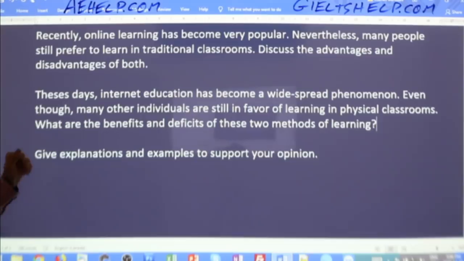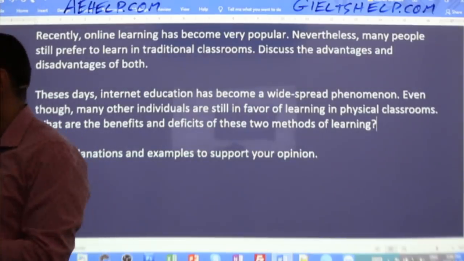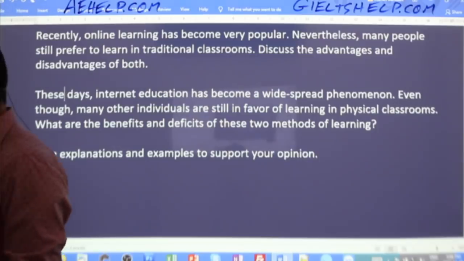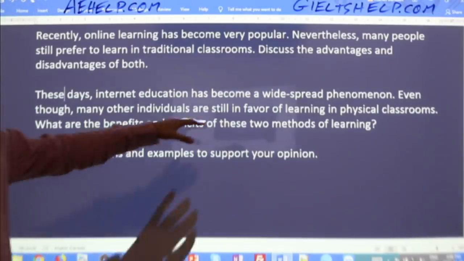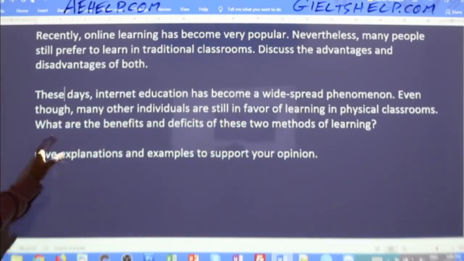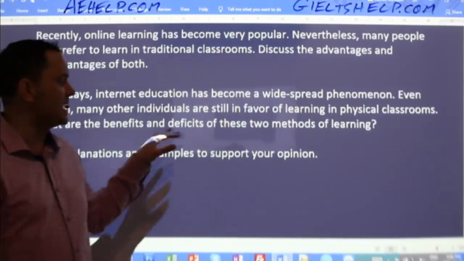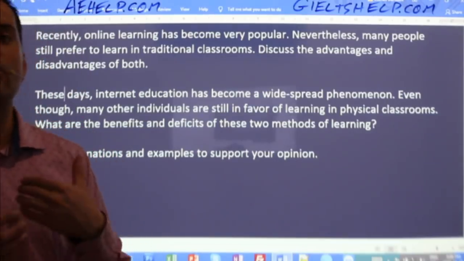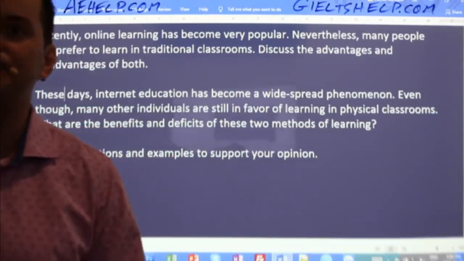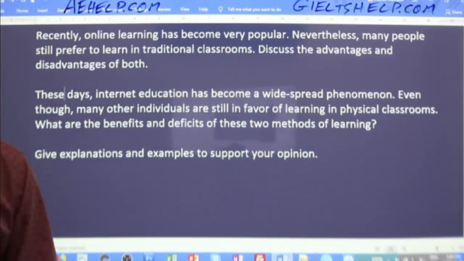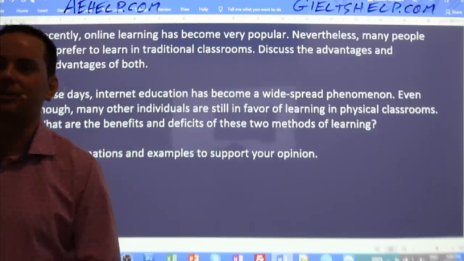Another way to say that: these days, internet education has become a widespread phenomenon, even though many other individuals are still in favor of learning in physical classrooms. What are the benefits and deficits of these two methods of learning? Great. So now we're sure that we understand the question. And Oman, you're right. Paraphrasing is a way of demonstrating our view and understanding the question.